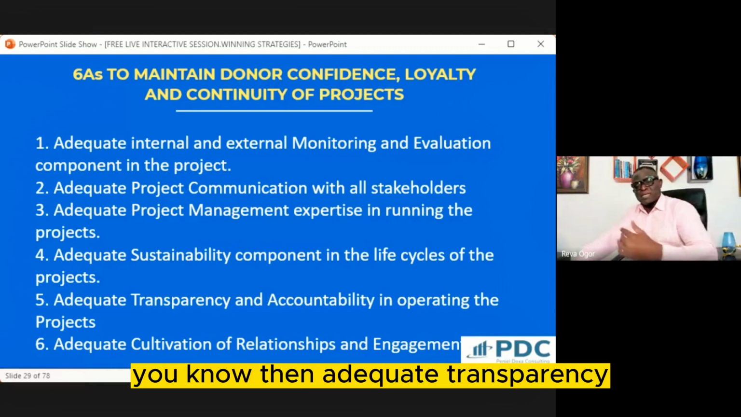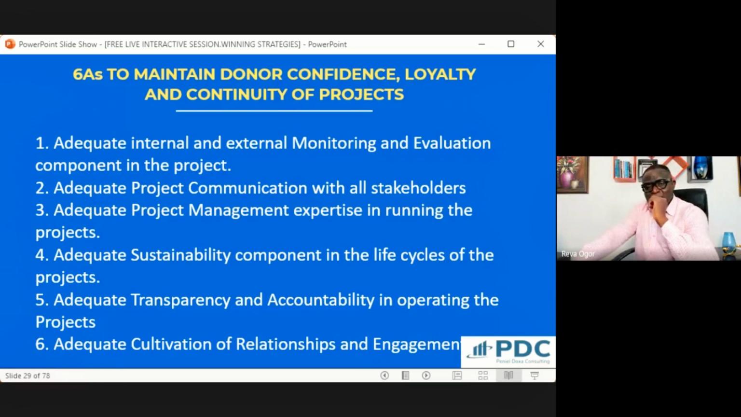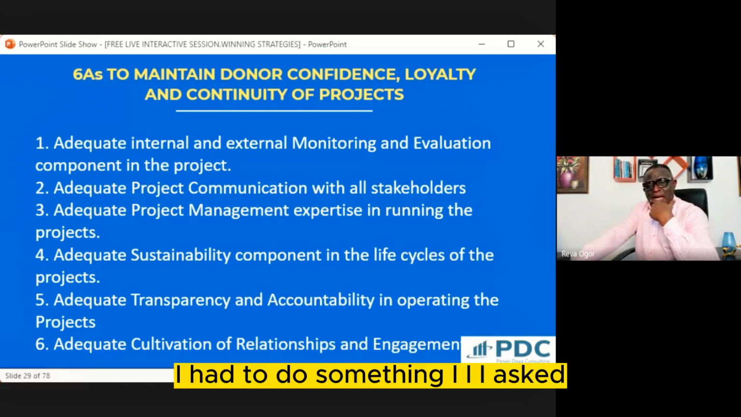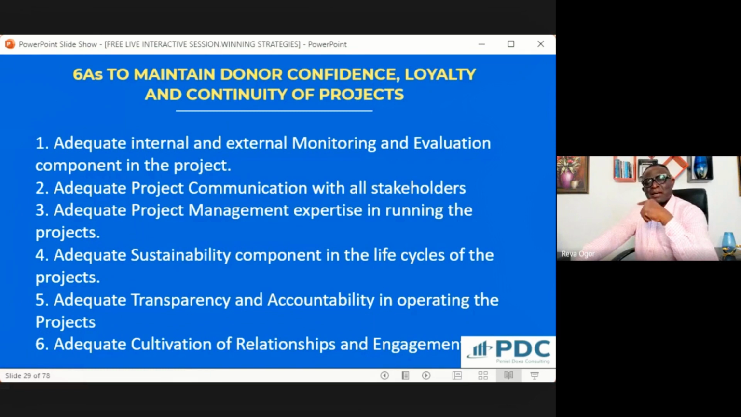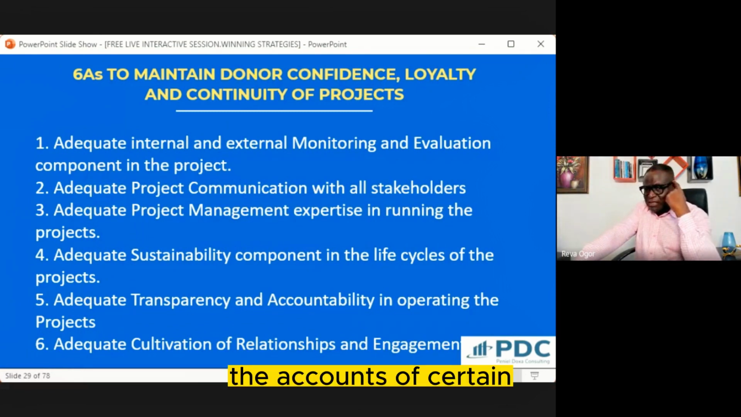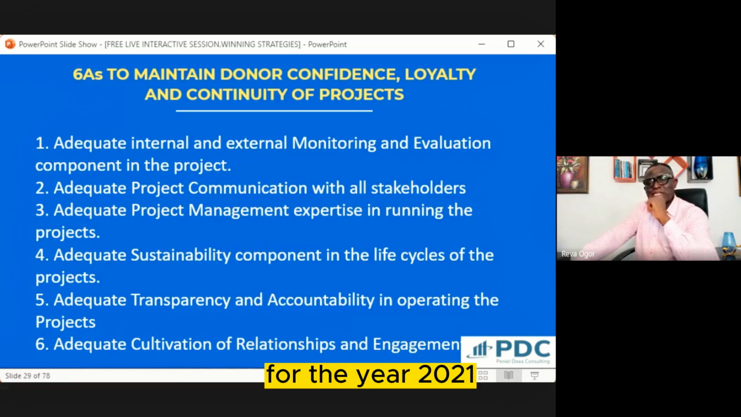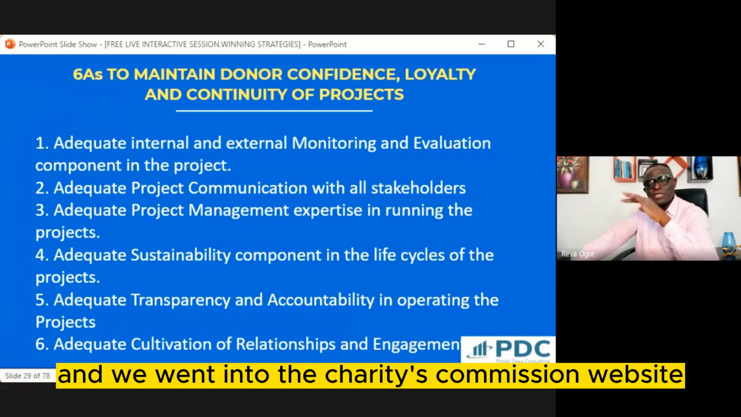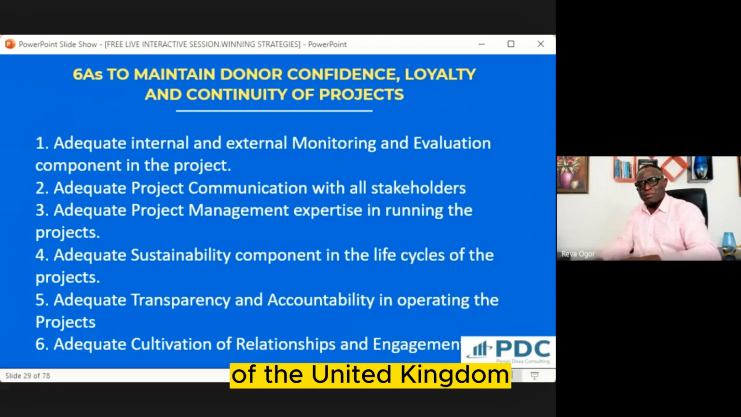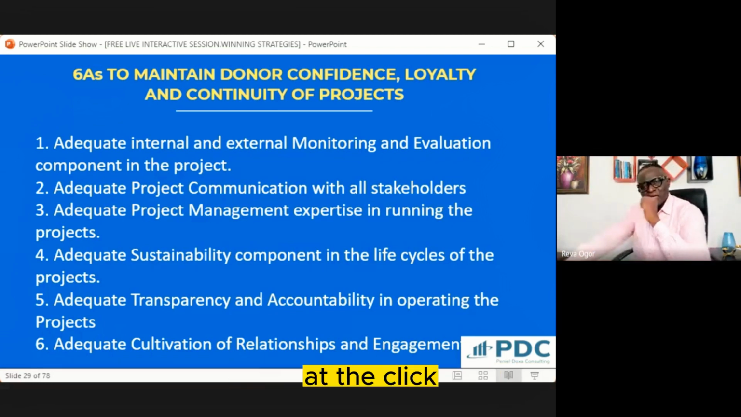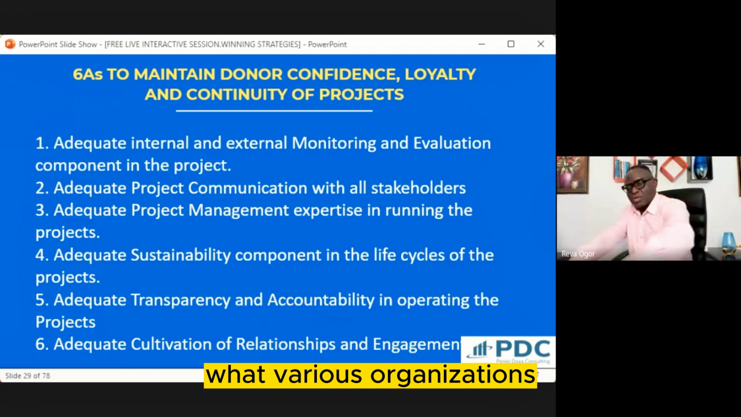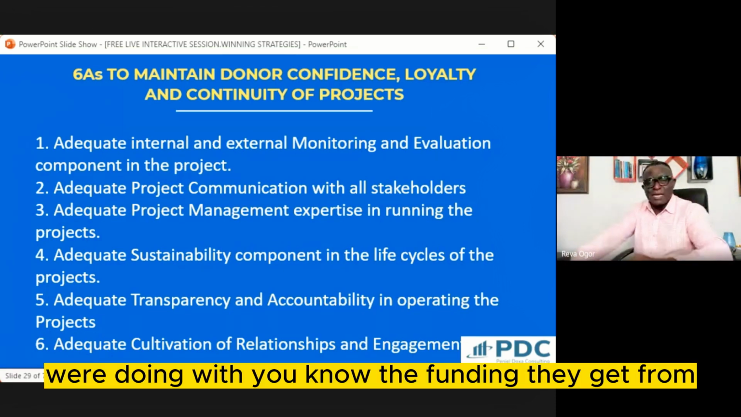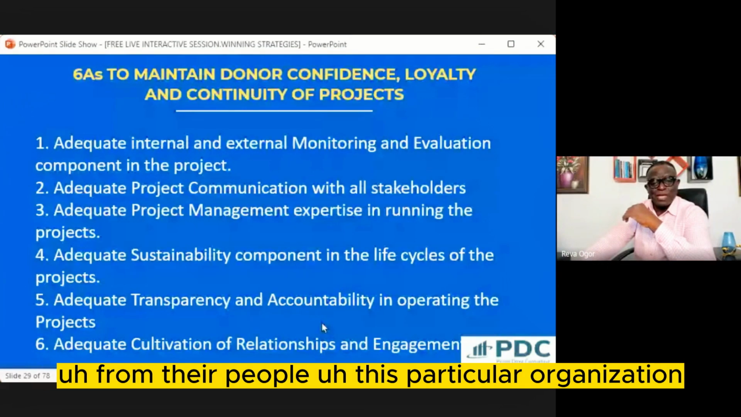Then adequate transparency and accountability in operating the projects. Recently, we were having a discussion, and I had to do something. I said, look, okay, let's look at the accounts of certain charities in the UK for the year 2021. And we went into the Charities Commission website of the United Kingdom. And what did we find? At the click of a button, we could look through what various organizations were doing with the funding they get from their people.